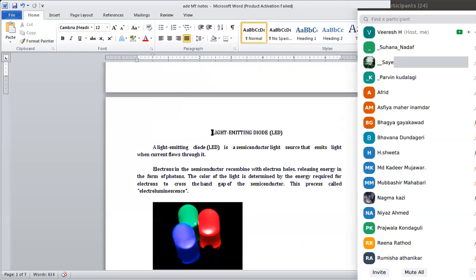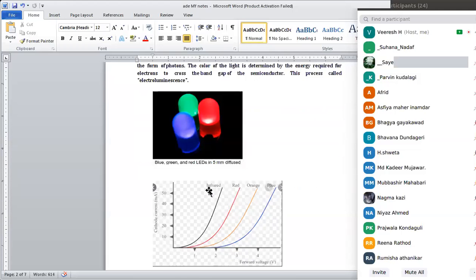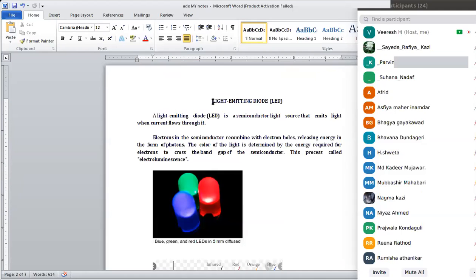Already in the previous class, we have discussed this. I'm just repeating it. A simple LED, light emitting diode, how is it going to emit the light now? So what will happen?